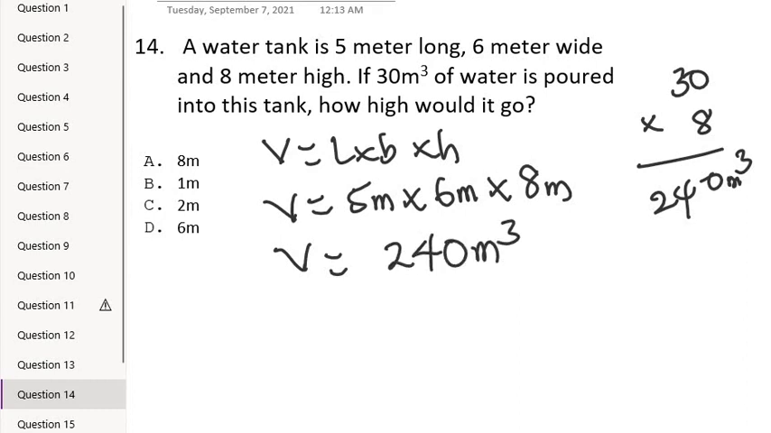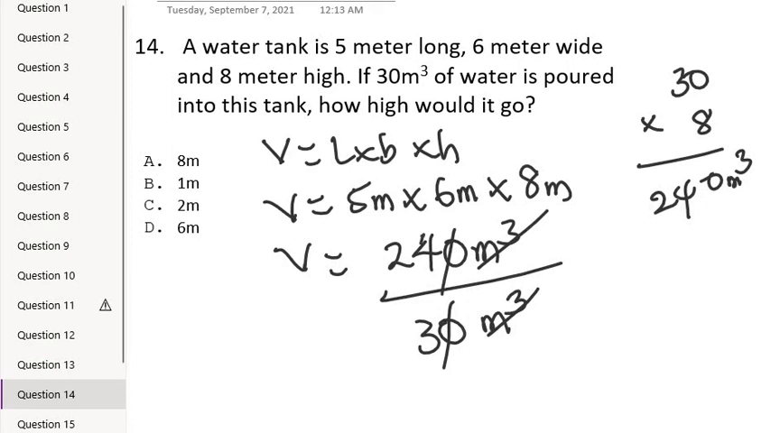The question says, if 30 meter cube of water is poured into this tank, how high would it go? To find out how high it will go, you divide by 30 meter cube. Meter cube cancels meter cube, 0 cancels 0. 24 divided by 3 will give me 8. That's A.